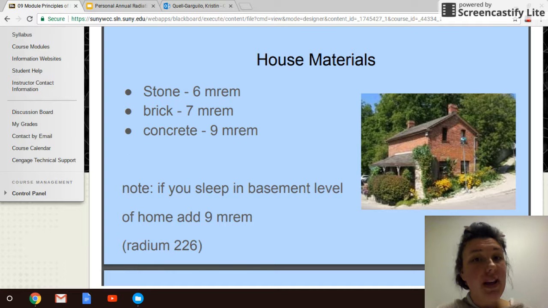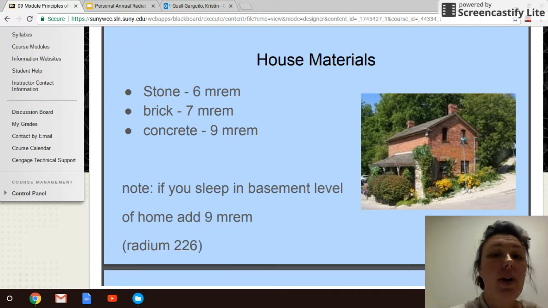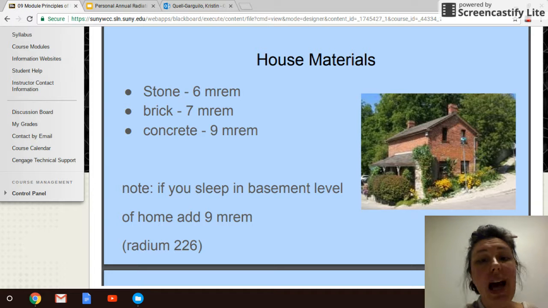Building materials. If you are sleeping in a residence made out of stone, brick, or concrete, please give yourself the appropriate marking of mrem. And if you happen to sleep in the basement, even of a home built with wood construction or vinyl construction or some other building material, because of your radium exposure and things like radon in soil, you will give yourself a 9 mrem exposure.